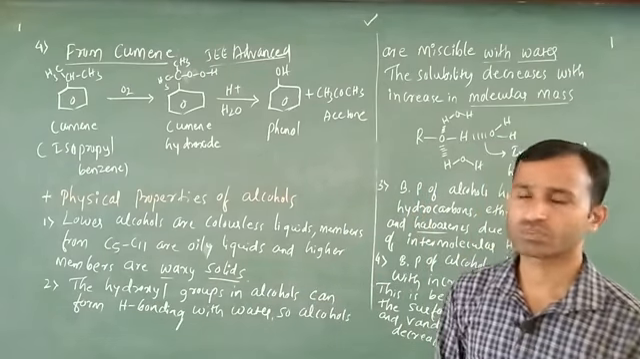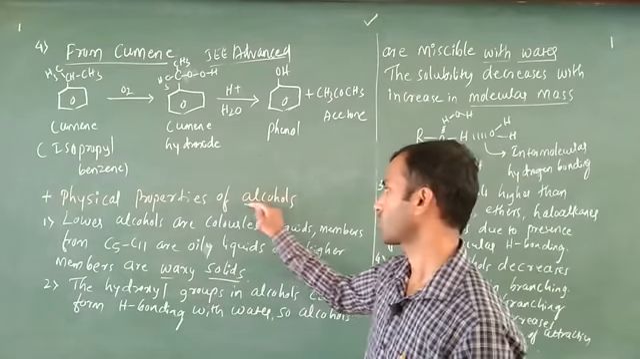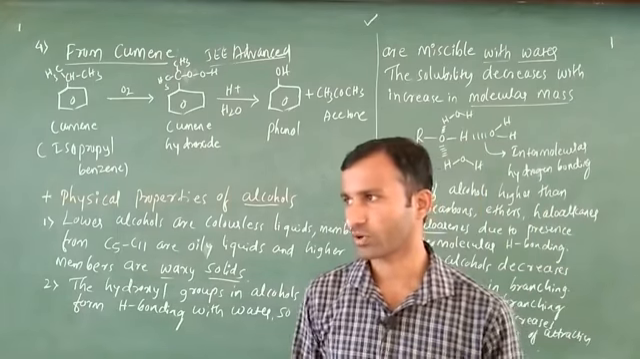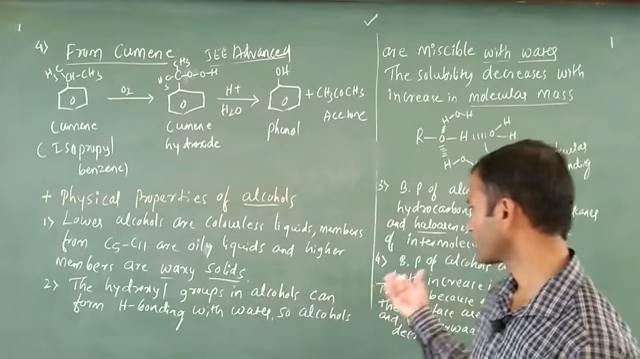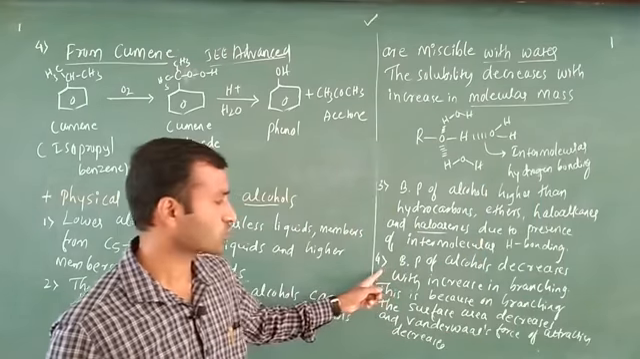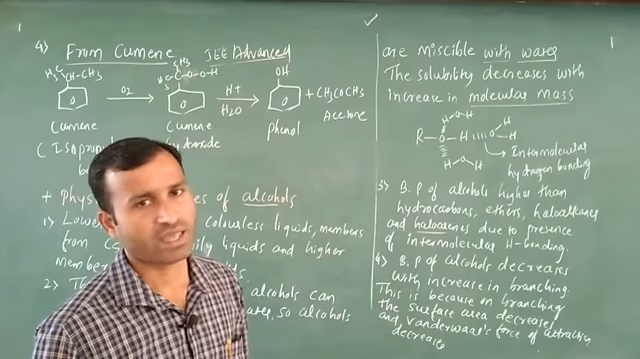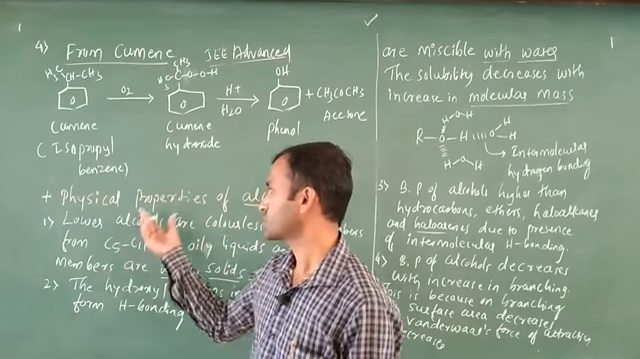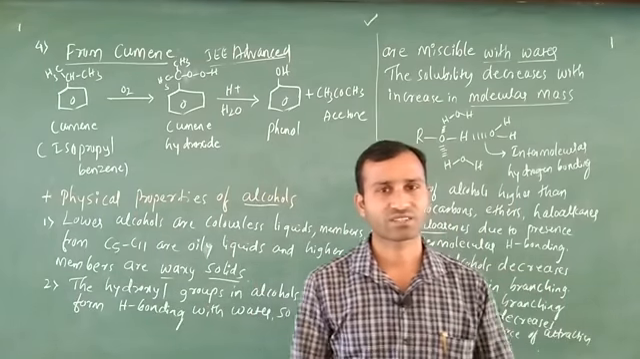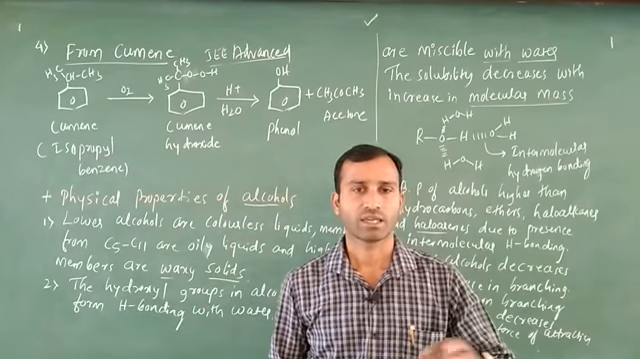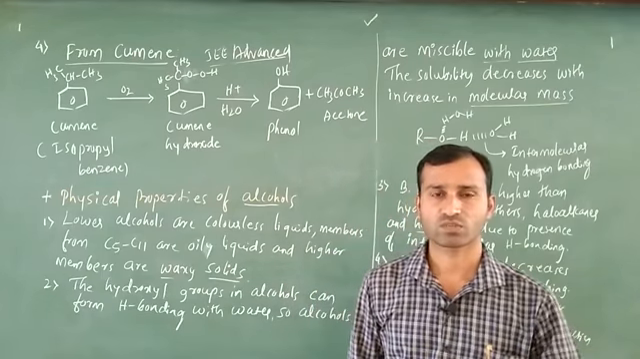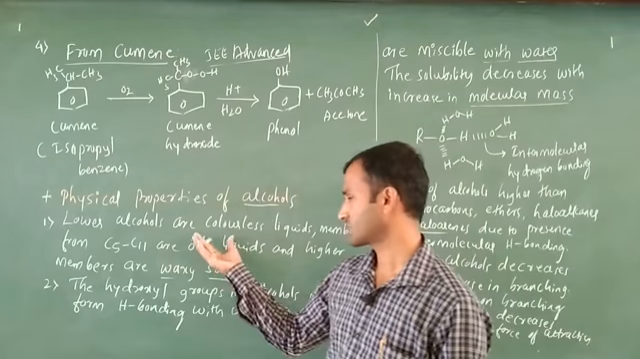The next one is the physical properties of alcohols. What are the physical properties of alcohols? That is also most important. In the theory exam they are going to ask you one or two points, but this last point, the fourth one, is the most important for entrance exams. Chemical property is different, physical property is different. Chemical properties mean what type of reaction is possible for alcohol. Physical means just what is visible.